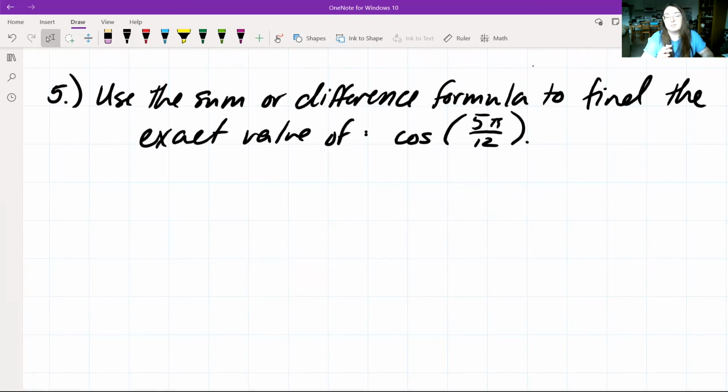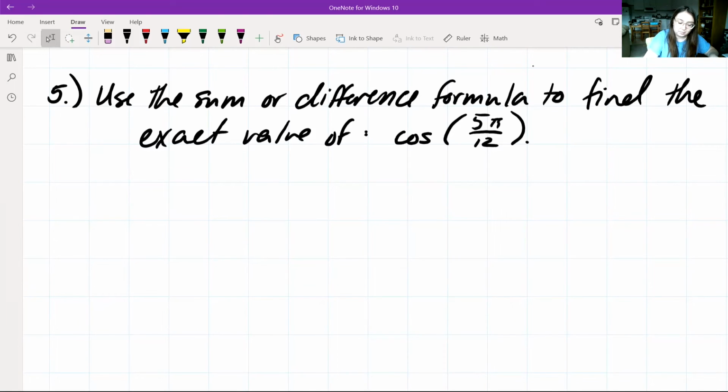So there are plenty of other ways that we can separate out 5 pi over 12. You can use the difference formula, you can use the sum formula, whichever one jumps out to you first. You just want to make sure that the values that you're adding or subtracting are values that you can easily find on the unit circle. So that's the main key that you really want to be doing in that case.